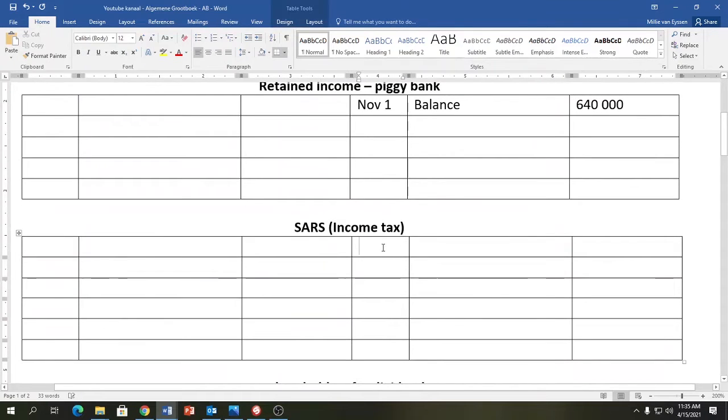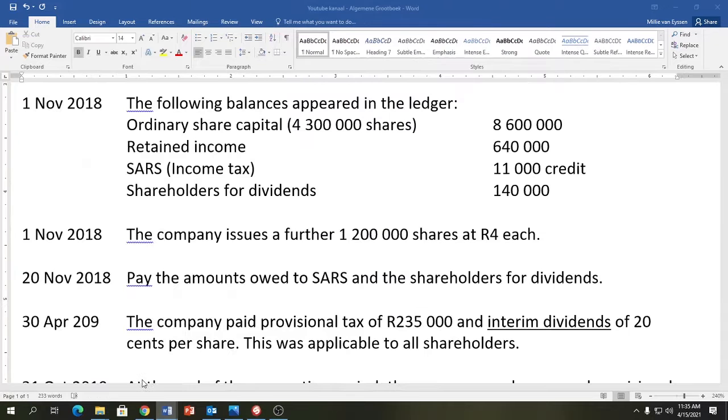Okay. Then I've got SARS, and SARS has a credit balance. Credit balance of 11,000 Rand. How do I know that it's a credit balance? They will clearly indicate in the question that it's a debit or a credit balance. Or they'll give you columns and they'll put the SARS amount in the credit column or in the debit column.